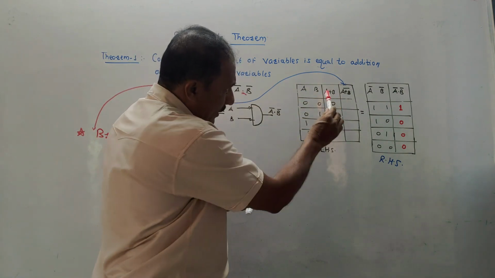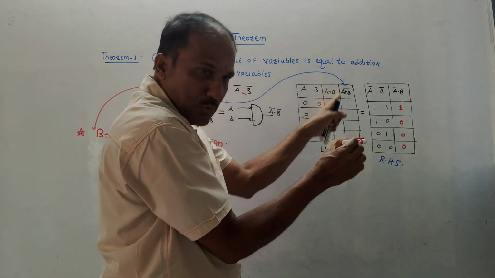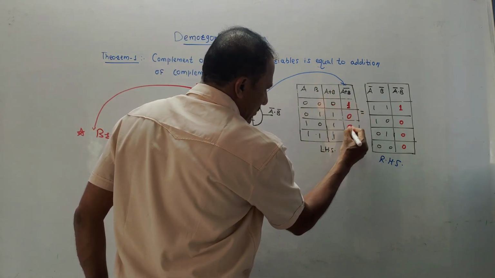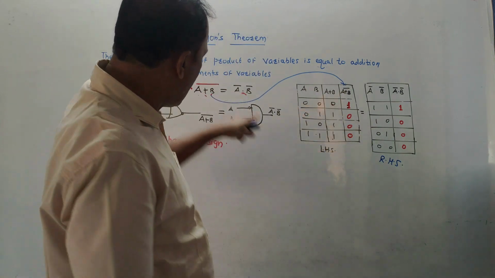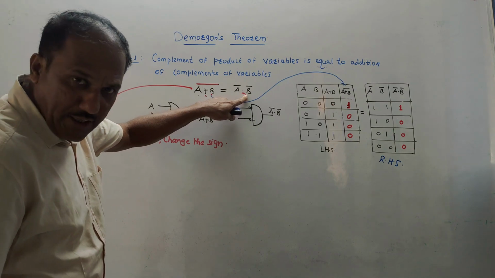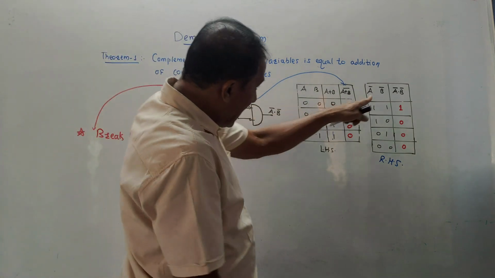So, I have written the answer A plus B, which is the output of the OR gate. The complement of this: 0 becomes 1, 1 becomes 0, 0, 0. This is the actual output. Look at the RHS. It is A bar dot B bar. That means I have to take multiplication. So, it is A bar, B bar.